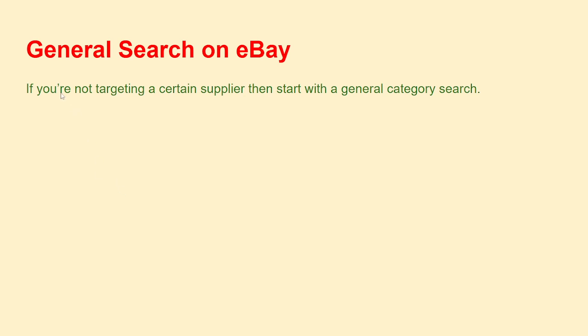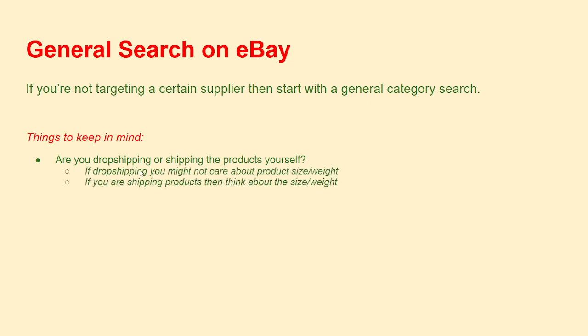Now, first of all, what I'm going to do is start out with a general search on eBay. If you're not targeting a particular supplier right this moment, then you can definitely start with a general category search. There are a few things I want you to keep in mind in that process. For one, are you drop shipping or shipping the products yourself, which is typically going to be arbitrage? Well, if you're drop shipping, then you're not going to care about the size and weight. But if you're doing arbitrage, if you're shipping products, you need to think about the size and the weight of the products you're searching for. So just keep that in mind when you conduct your search.